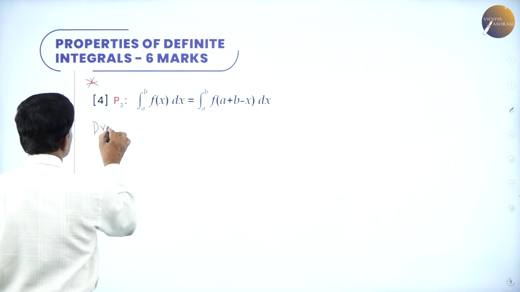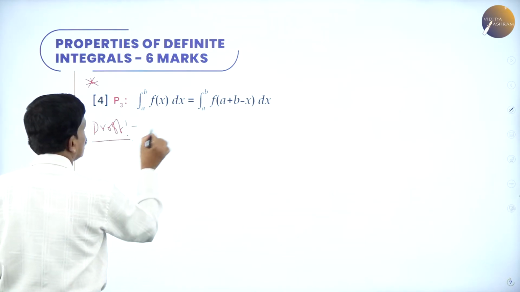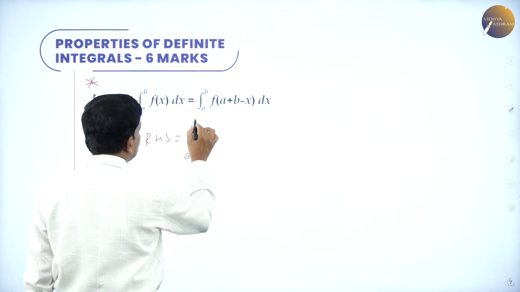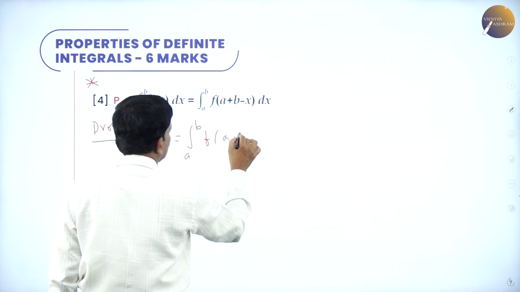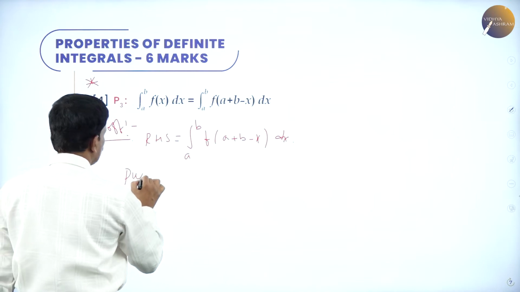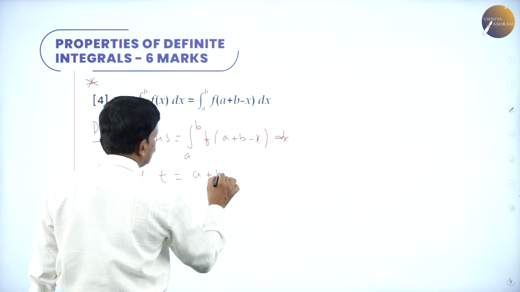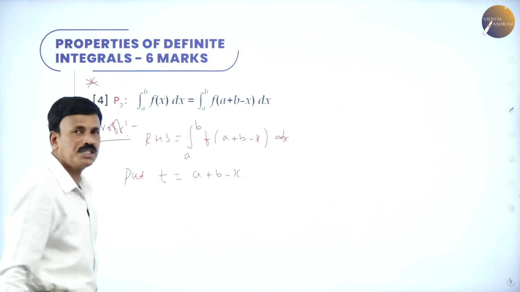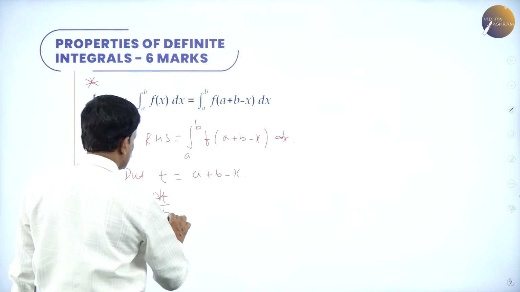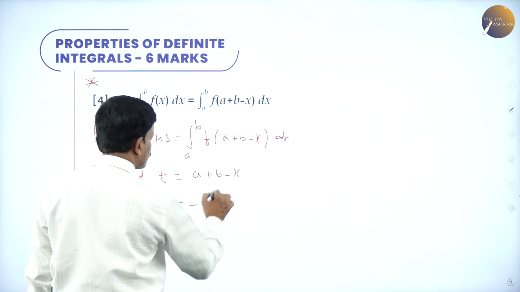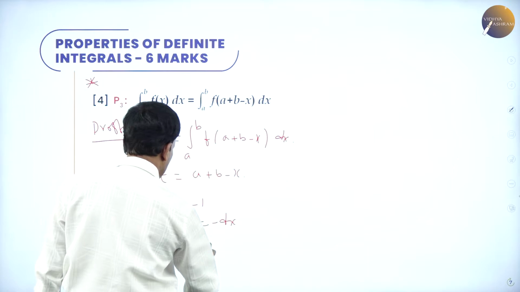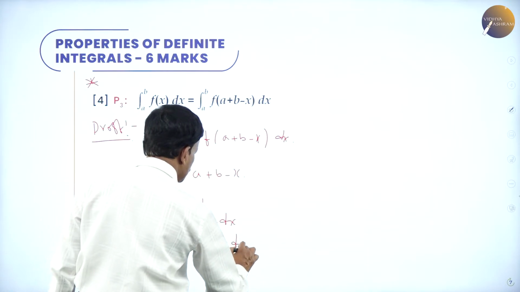Now let us take the proof. Let us come to the RHS: the integral from a to b of f of a plus b minus x dx. Put t equal to a plus b minus x. Differentiate it: dt by dx is equal to a plus b constant, so its derivative is 0, and the differentiation of x is 1, with the minus sign. So dt is equal to minus dx, or minus dt is equal to dx.